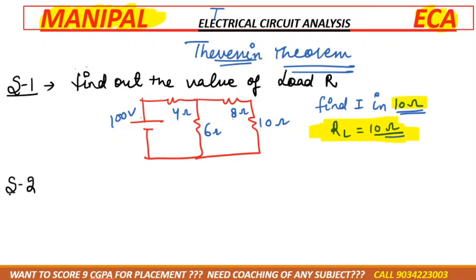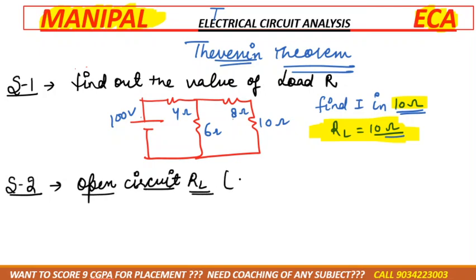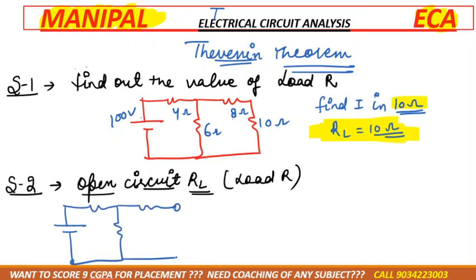Now step number 2 is to, whatever we are having the load resistance, we have to open circuit it. Okay, open circuit RL. Open circuit RL means open circuit load resistance, right? So we have to redraw the diagram again, same diagram. In this we need to remove RL, rest of the diagram would be same. Got it? Like this is suppose 100 volt, 4 ohm, 6 ohm, 8 ohm, and we remove the RL. Correct?